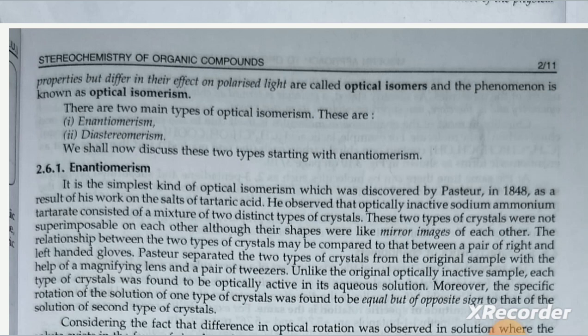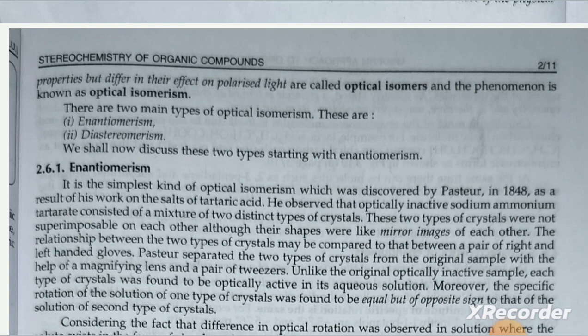It is the simplest kind of optical isomerism, which was discovered by Pasteur in 1848 as a result of his hard work on the salt of tartaric acid. He observed that optically inactive sodium ammonium tartrate consisted of a mixture of two distinct types of crystal.